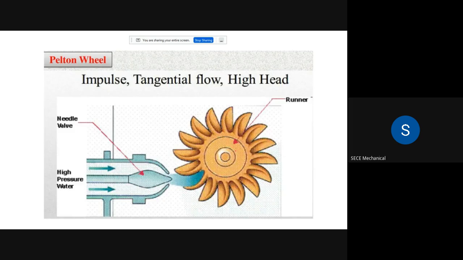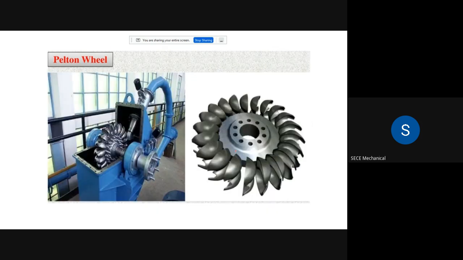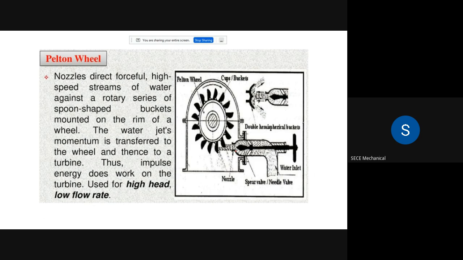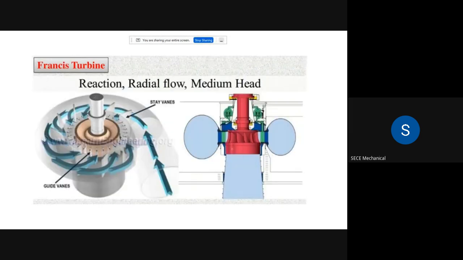So this is an example of the Pelton wheel. Depending on its actuation, the velocity is determined. This is called a radial flow turbine. So it is along the direction. Depending on its direction, when it rotates, this is called an axis.